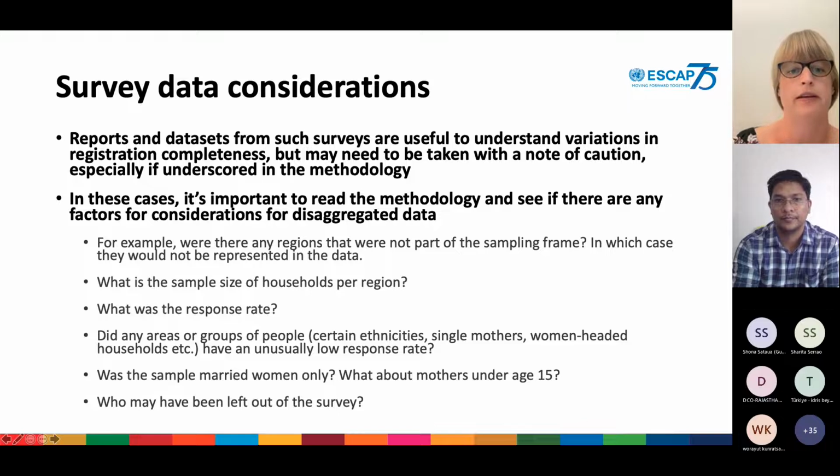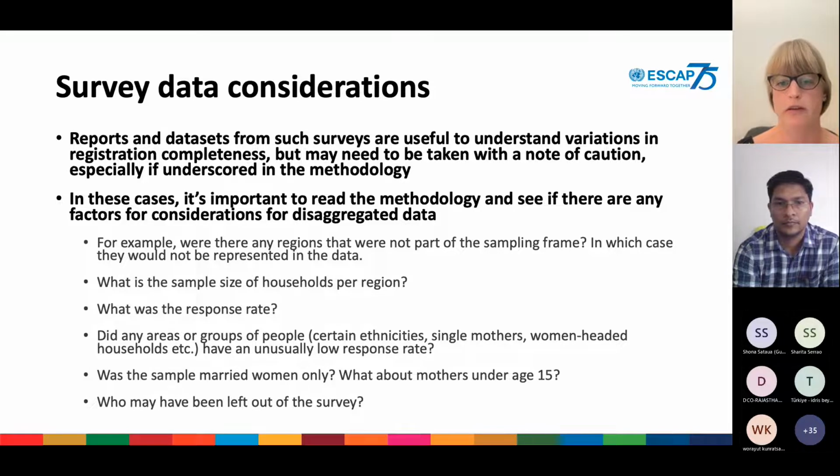So reports and data sets from surveys are useful to understand variations in registration completeness, but we always need to be a little bit cautious. And this is especially the case if anything is mentioned in the methodology of the report, or perhaps if you request the data set, if those collecting the data or the data providers explain that maybe the sample wasn't robust enough to cover certain regions or populations.